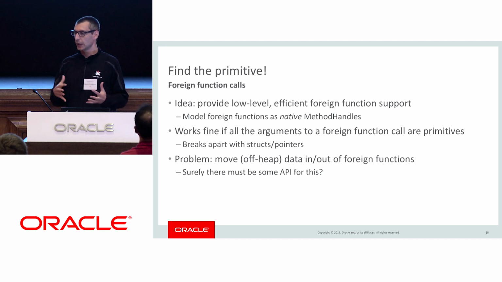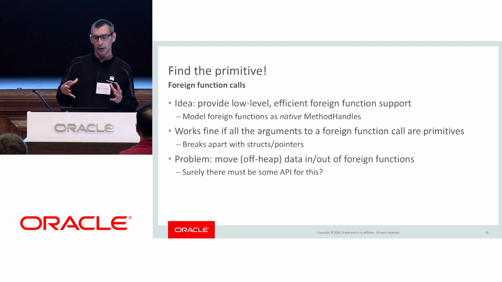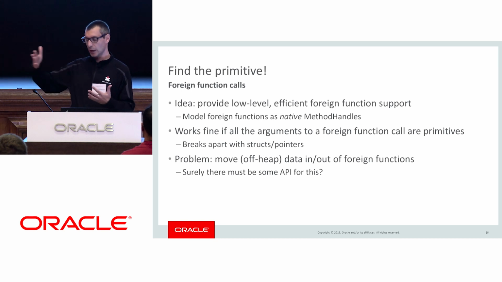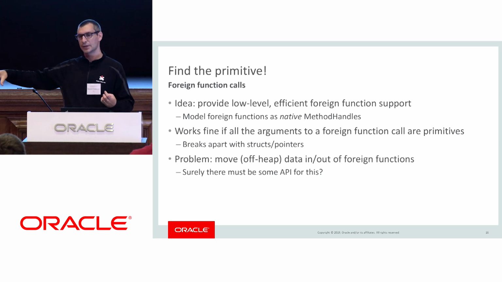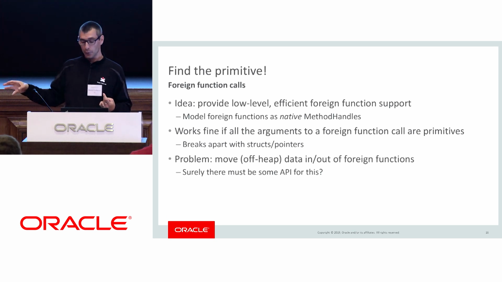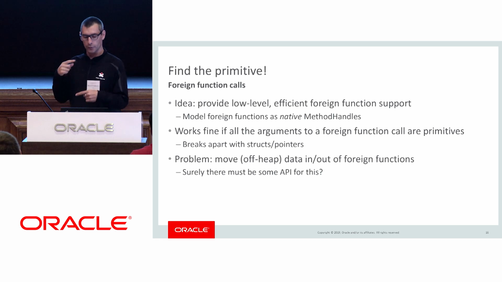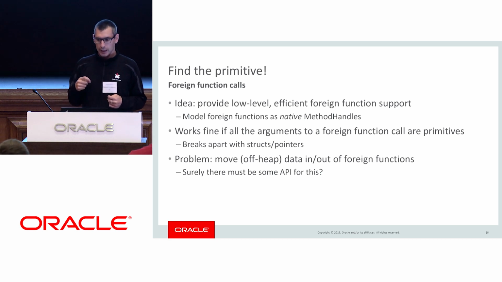We isolated a very small API, a very small core inside the foreign Panama branch that allows you to essentially view a native call as a method handle, and also to translate a method handle as an adapter that can be used as a function pointer, so for upcalls. And this works up to a point.